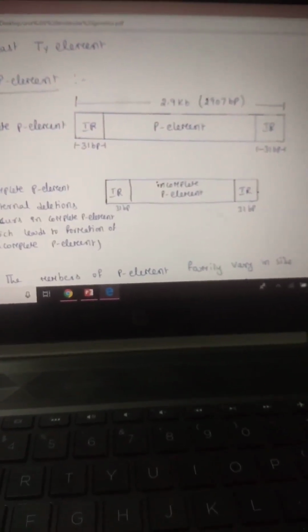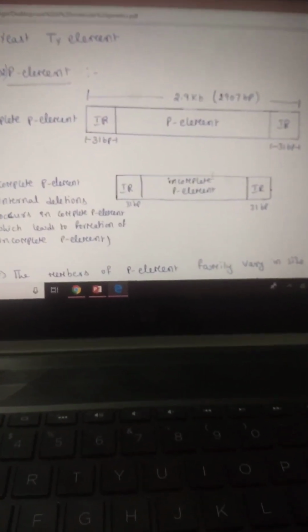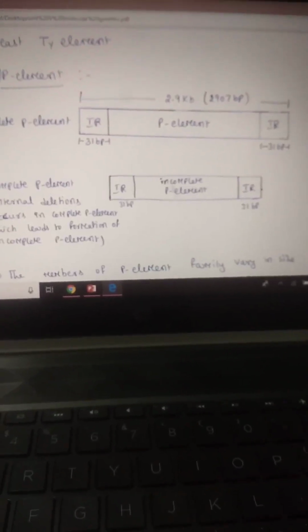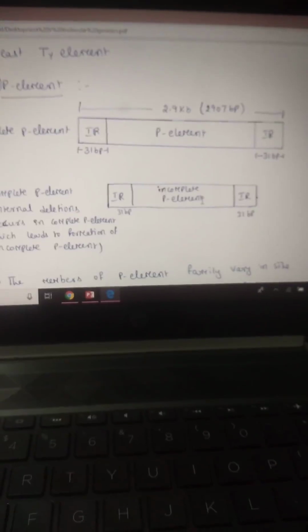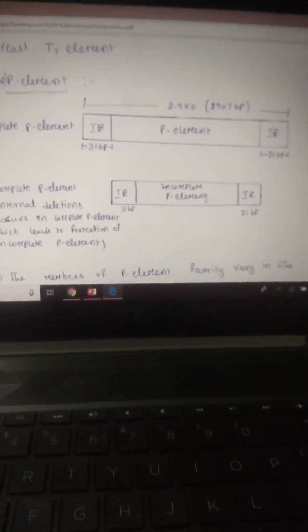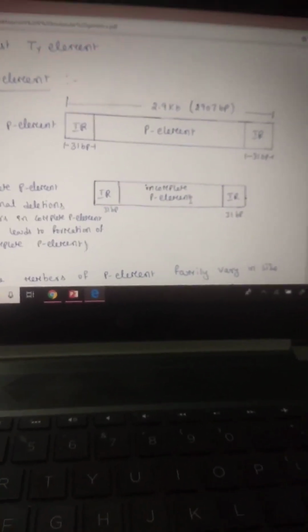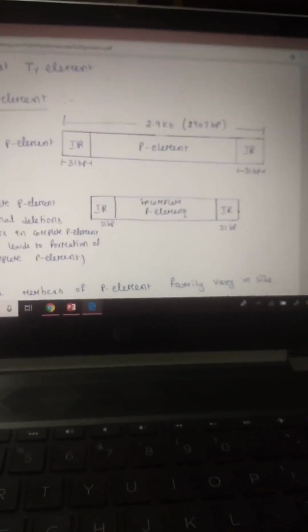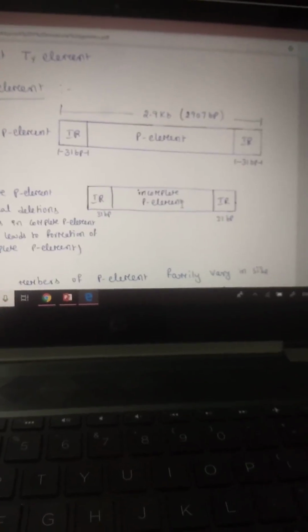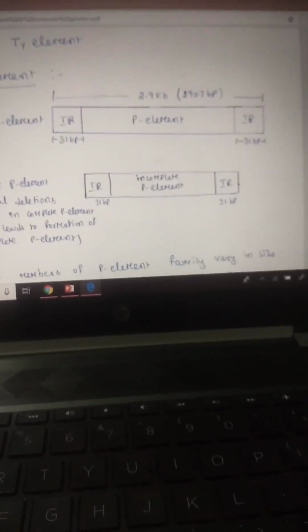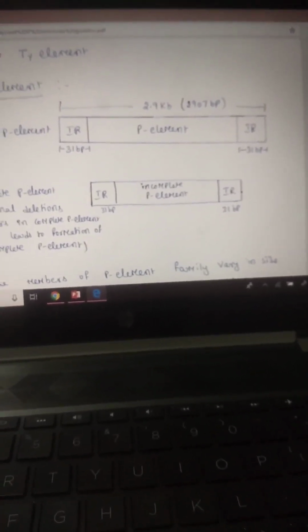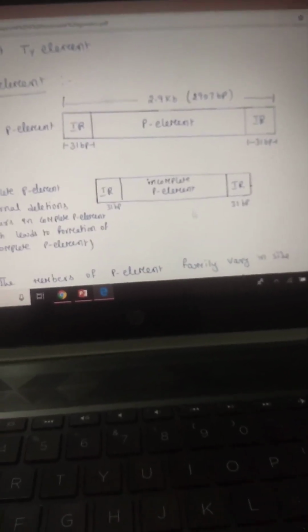The second one is the incomplete P element. The incomplete P element is produced by deletions. Internal deletions in the complete P element result in the formation of the incomplete P element. I repeat, the incomplete P element is formed due to internal deletions in the complete P element. Any deletions in the complete P element generate an incomplete P element.